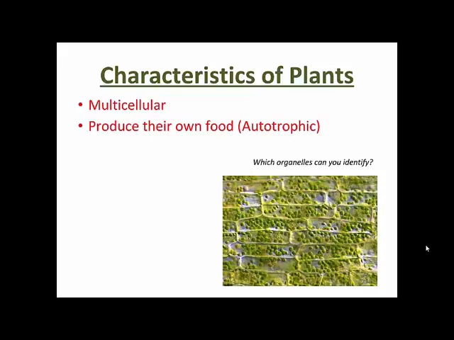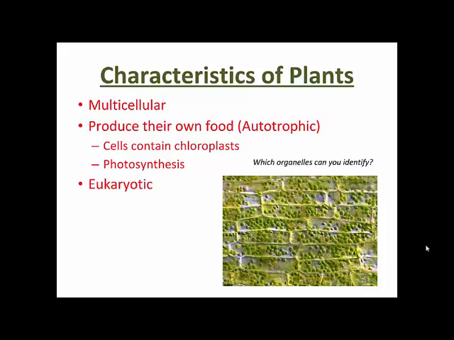Plants are also autotrophic. They can make their own food in the form of glucose. Through what process? Which happens in what organelle? And in this microscope image of some cells, we can see all these green circles are the chloroplasts.